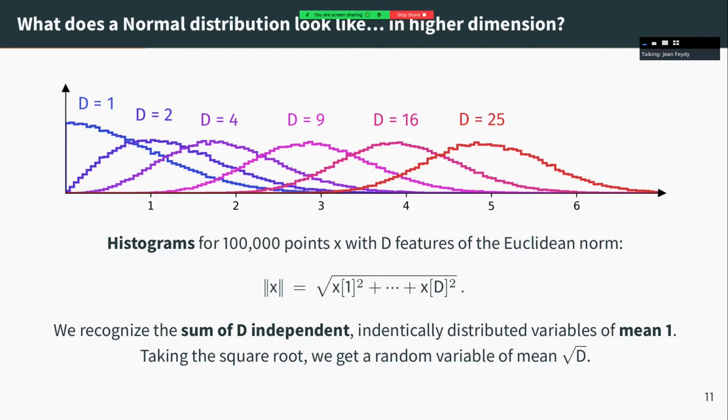So D equal to 1, D equal to 2, that's what we saw earlier. And now we can do D equal to 4, D equal to 9, 16, 25. I draw just this completely random Gaussian noise, and then on every row of my data set I compute the Euclidean norm. So the norm of X is the square root of x1 squared plus x2 squared plus ... plus xd squared. And now I plot a histogram of this quantity. And what do we see?